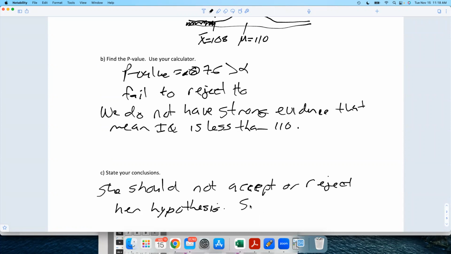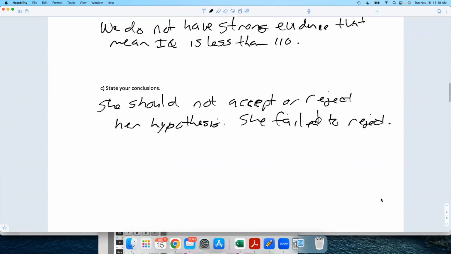She failed to reject it. That's different than accepting it. She didn't prove it was false. That doesn't mean it's true.